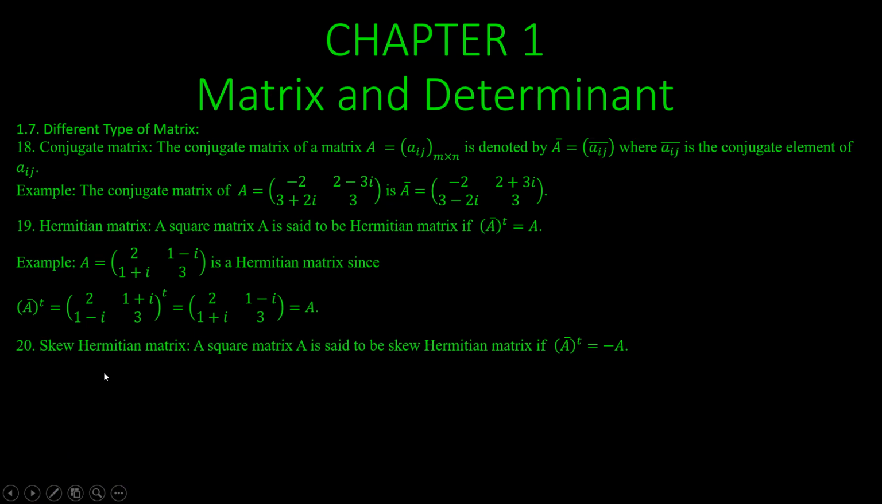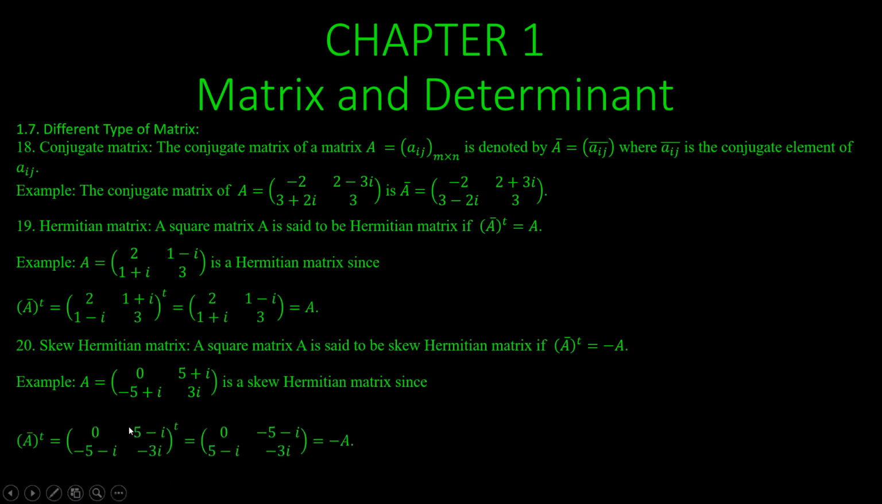Now we are going to learn about the skew Hermitian matrix. What is the skew Hermitian matrix? A square matrix A is said to be a skew Hermitian matrix if the transpose of the conjugate of the given matrix A equals minus A. For an example, here another matrix A equals [0, 5 plus i; minus 5 plus i, 3i] is a given matrix. Now, we have to show that it is the skew Hermitian matrix.